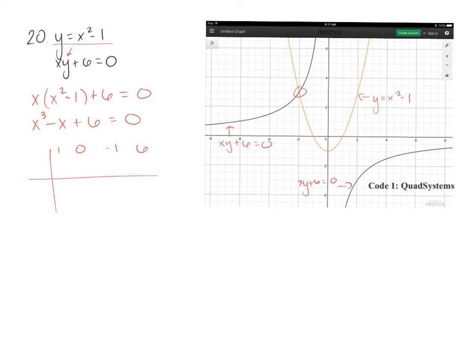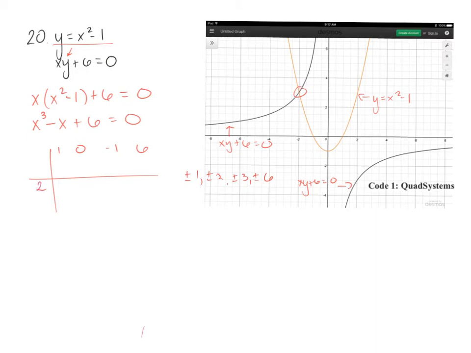And we need to figure out what we can possibly use to test these values. Remember, that's the last constant divided by the factors of the first term. So that's the factors of 6 divided by the factors of 1. So we can get plus or minus 1, plus or minus 2, plus or minus 3, and plus or minus 6, right? So we've got 8 possible choices to use for our synthetic division. Let's start off by using 2, okay?